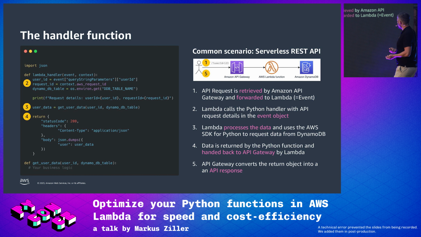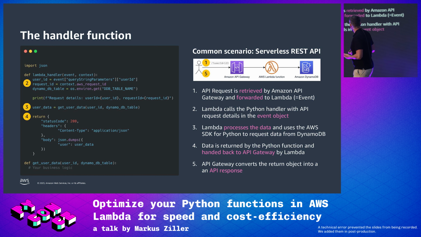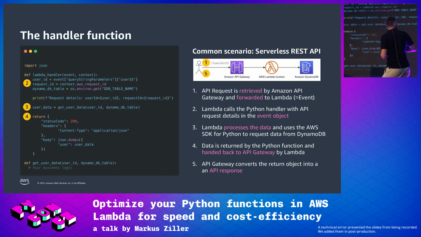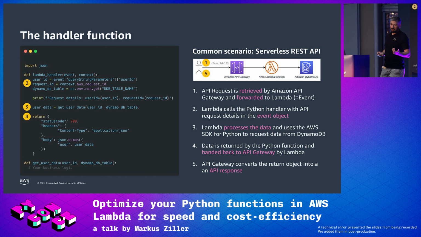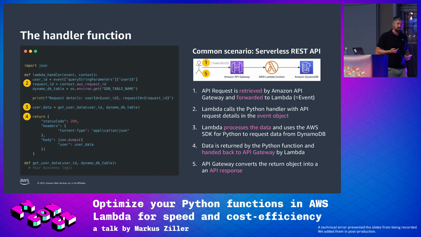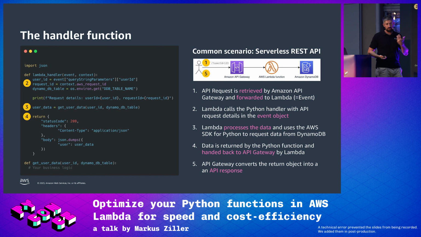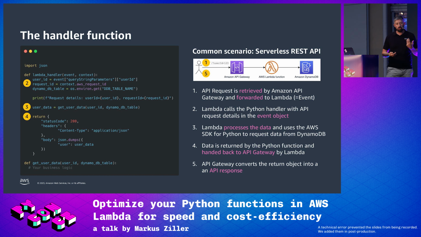We then call the Python handler, and we can process the data. We can extract the user ID, for instance, from the query string, and make a database call, get the data, return the data, and then this is passed back to the API gateway, which converts this back into a response to the API request that we made.